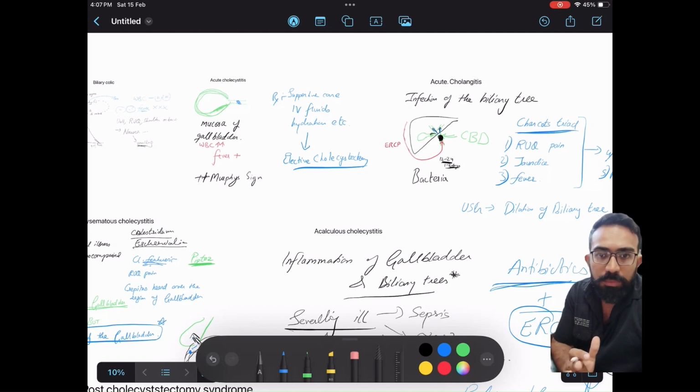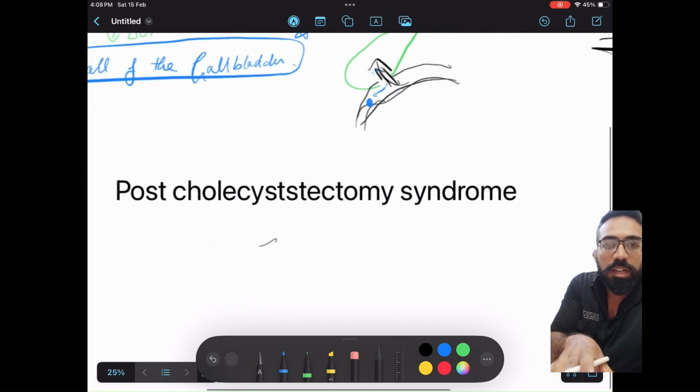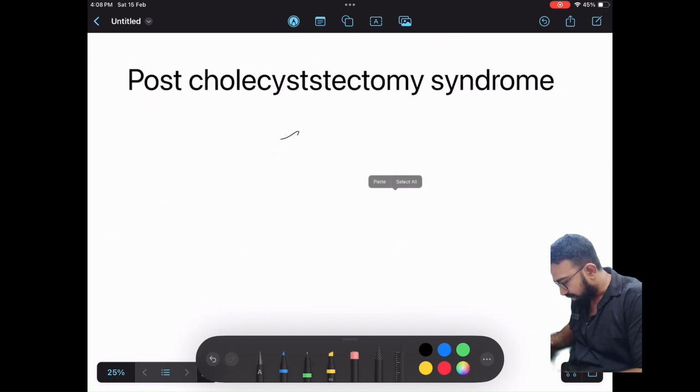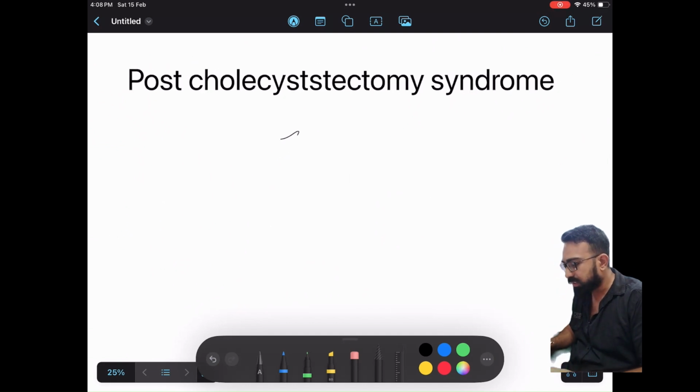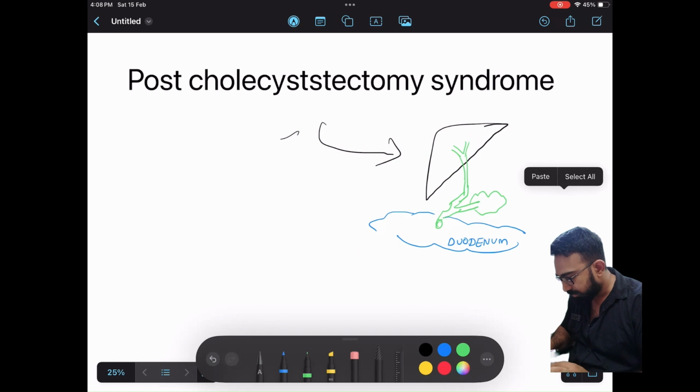But sometimes what can happen is even after removal of the gallbladder, either immediately or after a few years, you will get the same symptoms. Such a condition is called post-cholecystectomy syndrome. Now, in post-cholecystectomy syndrome, what will happen is that, I have drawn a beautiful diagram, kept it ready for you people.